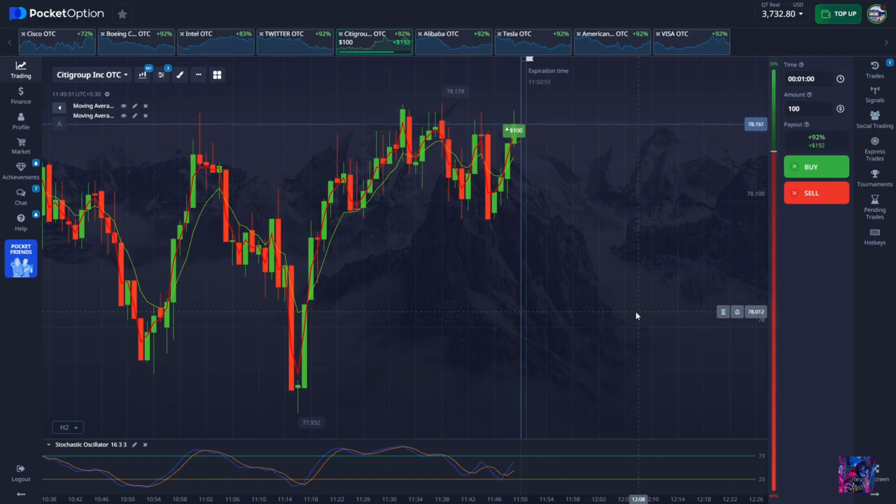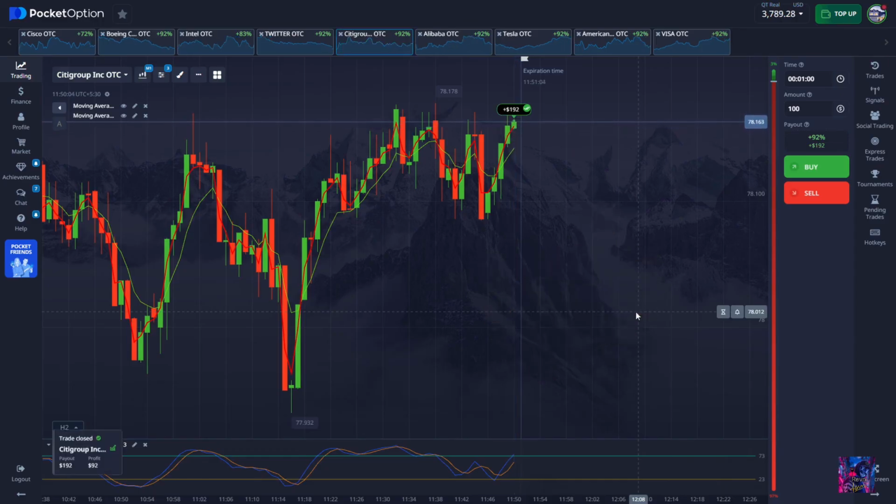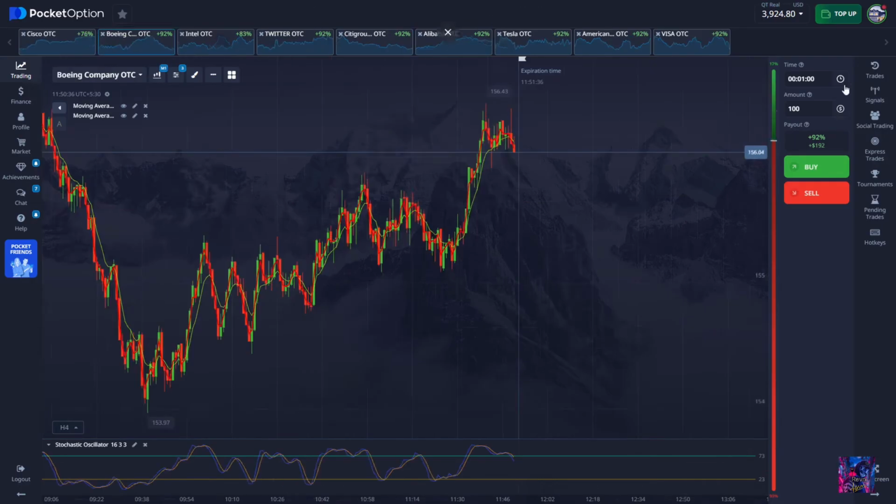Here you can see that the market respected the trend line. So let's wait for this trade to be a win. Only a few seconds are left. And here we are in profit again. This is another trade. Now let's move forward and take some other trades and make profit again.